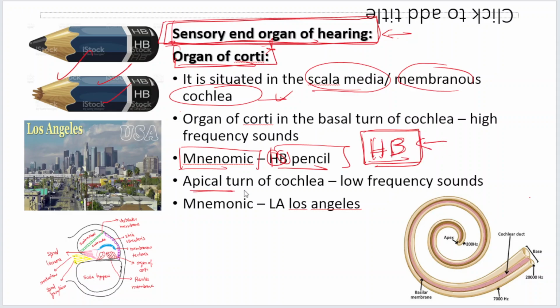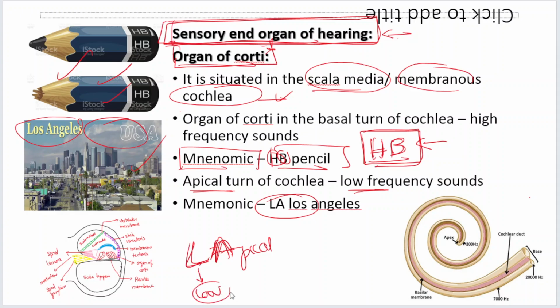Now, apical turn of the cochlea, low frequency sounds. How do we remember this? We remember this by LA, Los Angeles, a city in America. The apical coil of the cochlea will perceive the low frequency sounds. So low frequency sounds are perceived by the apical coil of the cochlea. You can remember it by the mnemonic LA.